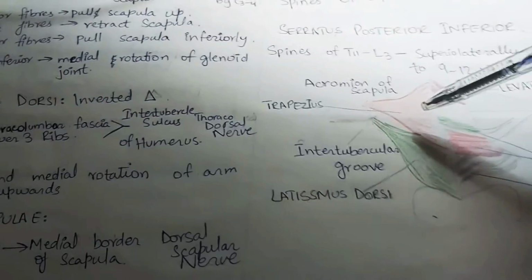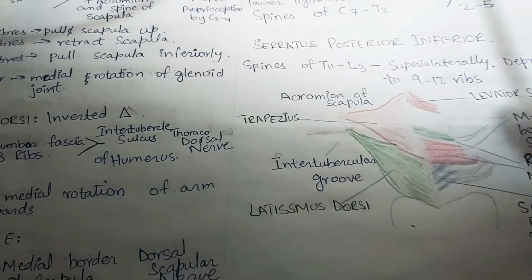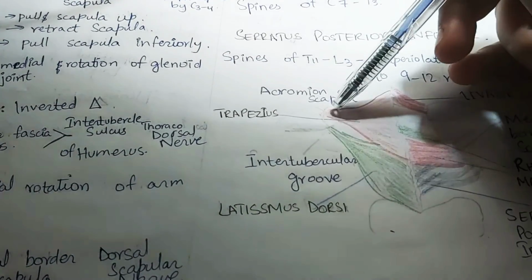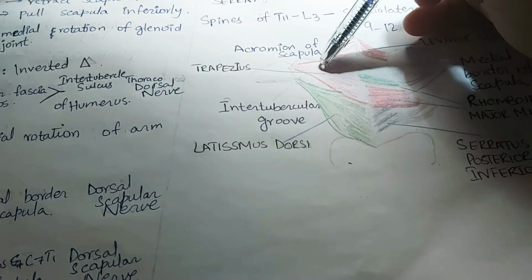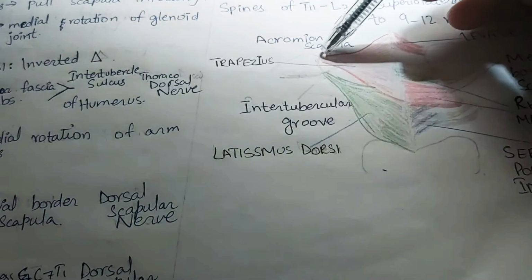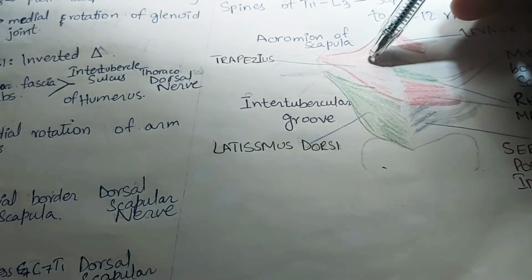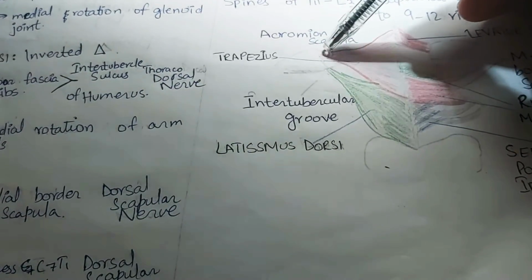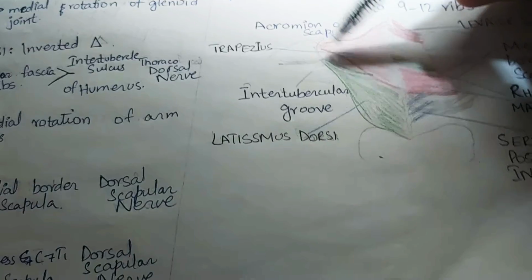Now, depending upon the fibers which are being employed, its function can vary. If the superior fibers are employed, then obviously it will help to pull the scapula up. If the medial or middle fibers are employed, then it will help to retract the scapula towards the midline. And if the inferior fibers are employed, then obviously it will bring down the scapula, or it will do the adduction.